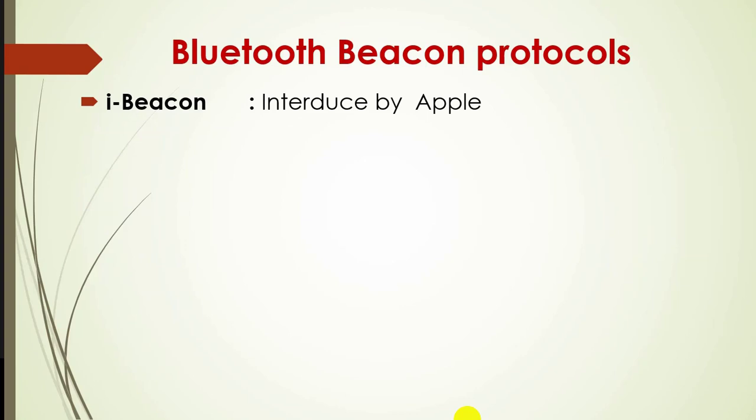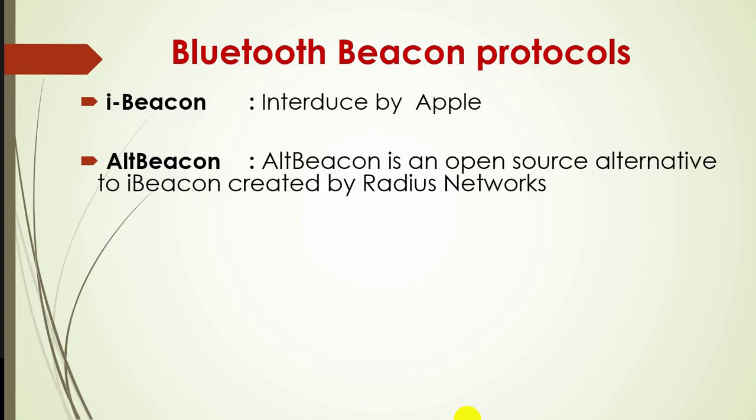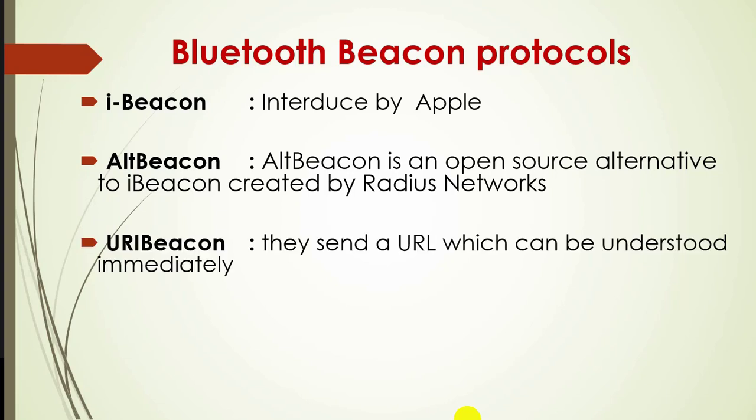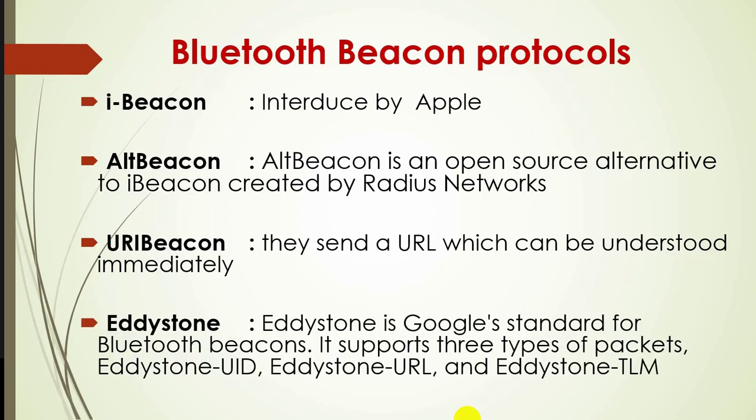You can have iBeacon, which was introduced by Apple. Then you can have AltBeacon, which is actually an open source alternative to iBeacon, defined by Radius Networks. Then you have URIBeacon. They send a URL which can be understood immediately by any mobile phone. Then you have the Eddystone beacon. Eddystone beacon is defined by Google and it consists of three types of beacon: Eddystone-UID, Eddystone-URL, and Eddystone-TLM.